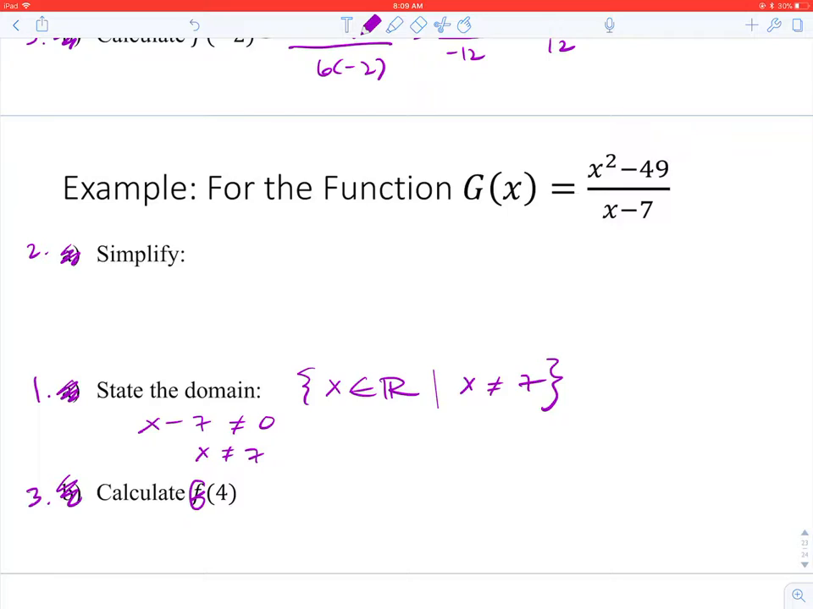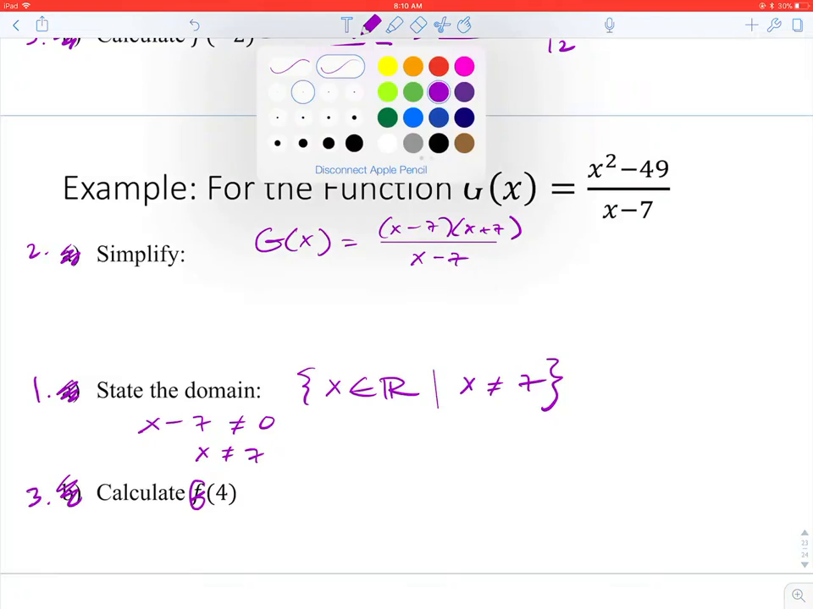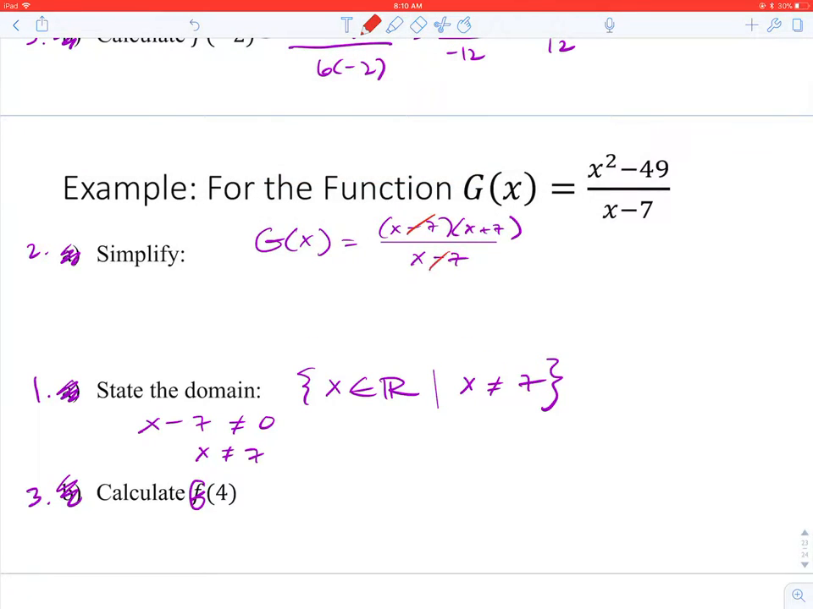So that means that when we try to evaluate g at x equals 4, we know 4 is in the domain. Therefore, we'll be able to substitute 4 into either the original function or the simplified version of the function. So for simplifying, we didn't have to do any factoring for the denominator. The numerator is a difference of 2 squares, so it factors to x minus 7 times x plus 7. So the x minus 7s will cancel to give us just x plus 7.